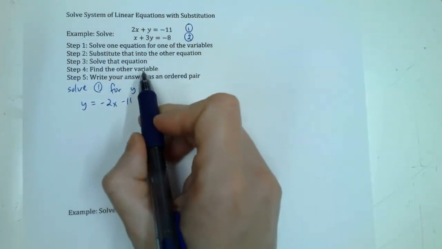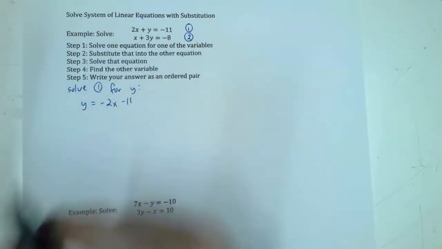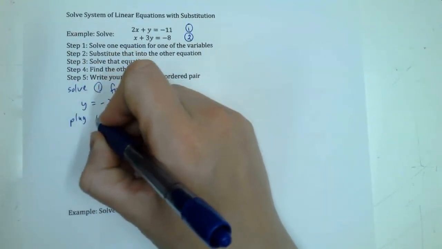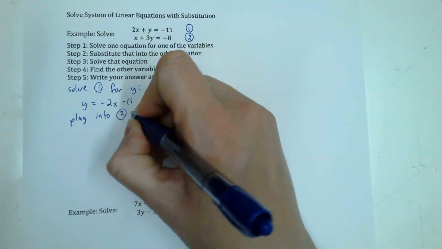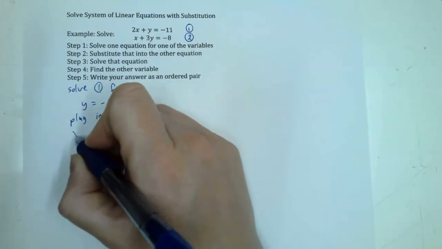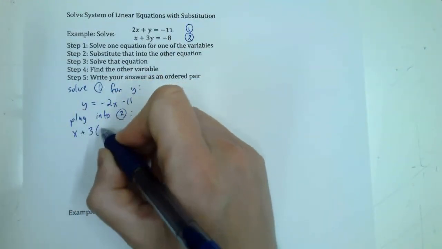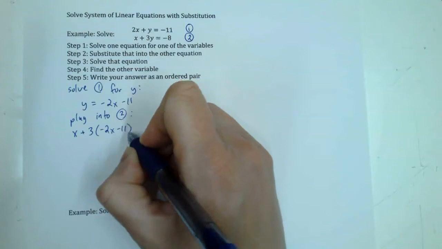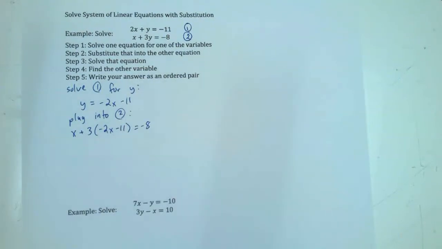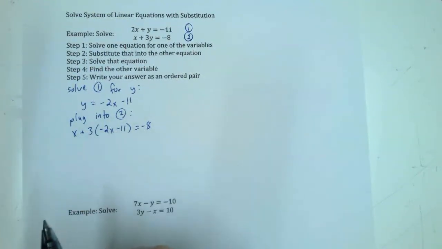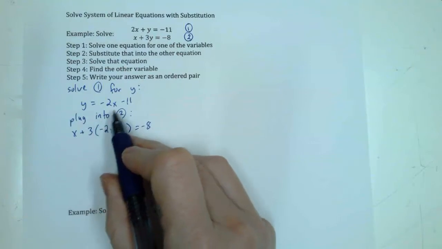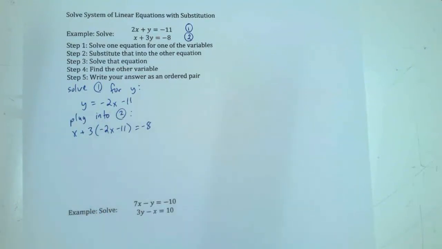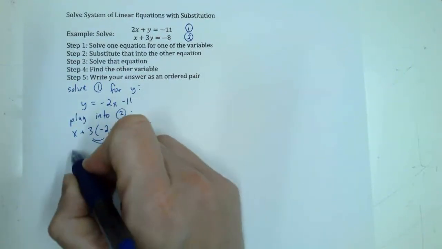So now that I have that, my step is to then plug that into the other equation. So I'm going to plug that into equation 2. So instead of saying y, I'm going to put negative 2x minus 11. My goal is to get an equation with just one variable, because this is now something we should be able to solve. And that is what our substitution technique is. I'm substituting that in instead of y. So let's go ahead and solve that.